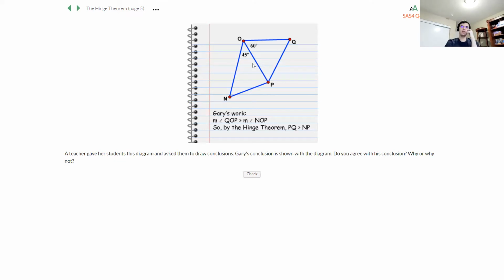So try to figure out what Gary might be missing that might not allow them to apply the hinge theorem here. Why is it so important that we think of hinges as jaws or elbows or hands moving apart or doors and door frames, right? There's some other piece besides the angle itself. Okay, that's the homework for that day.